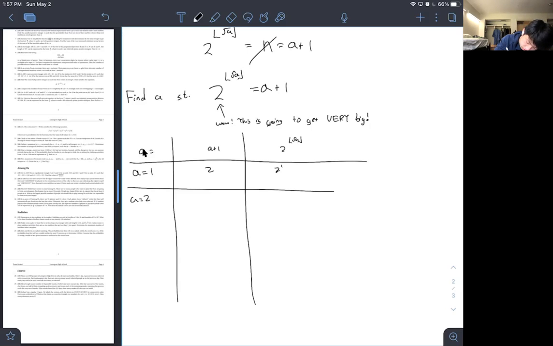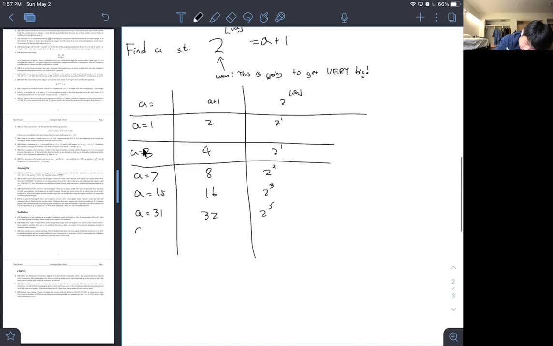When a equals 2, 3 is 4, 2 to the first. A is equal to 7, 8, 2 squared. A equals 8, not 8, I need to stop doing that. A equals 15, 16, 2 cubed. A equals 31, 32, 2 to the fifth. A equals 63, 64, 2 to the 7th. A equals 127, 128, and 2 to the 11th.